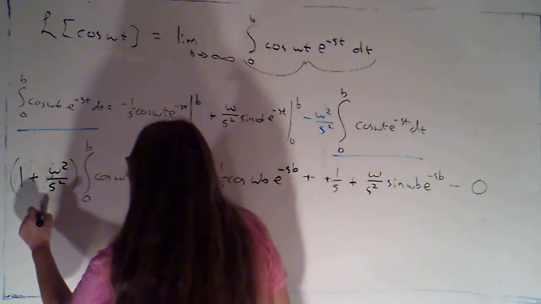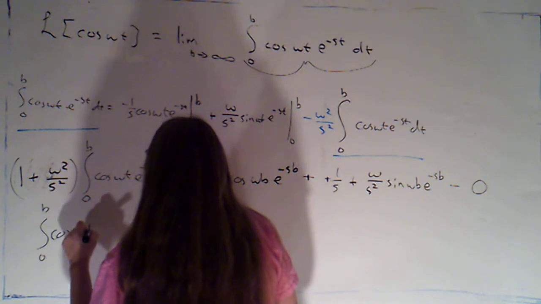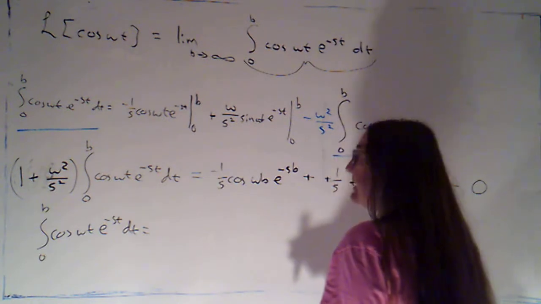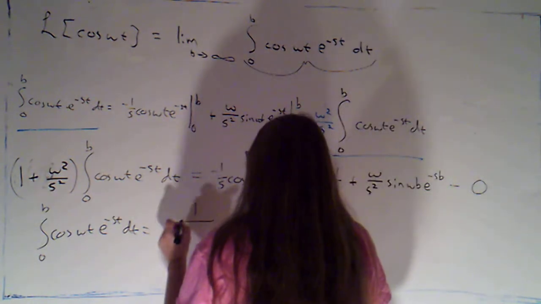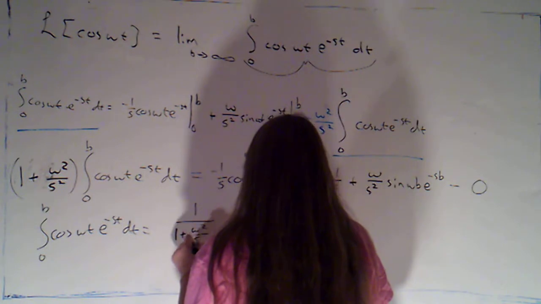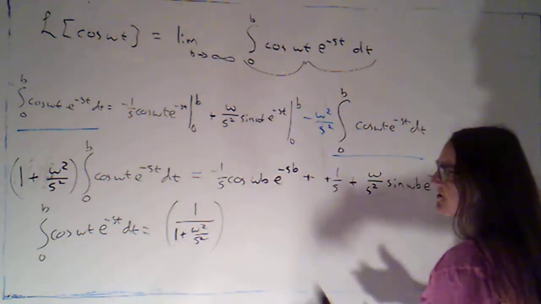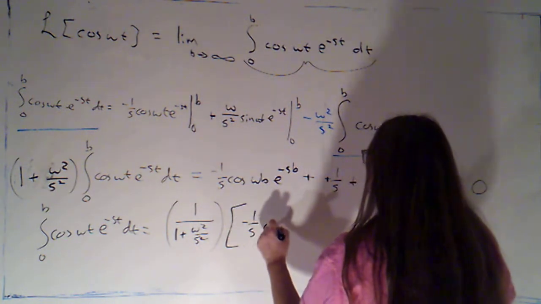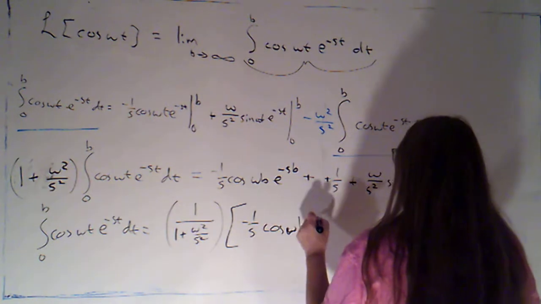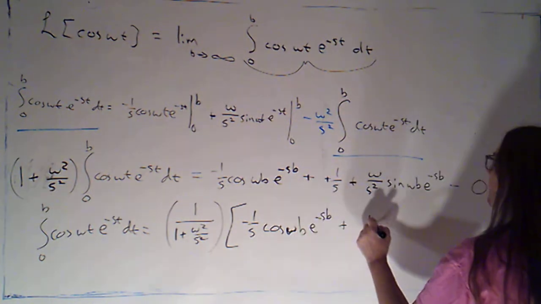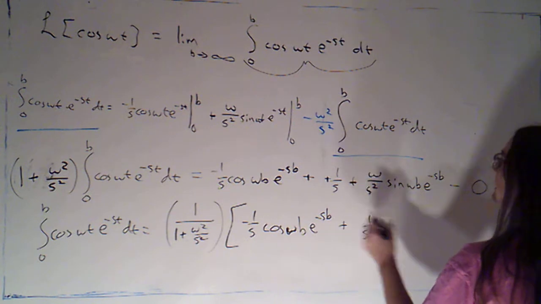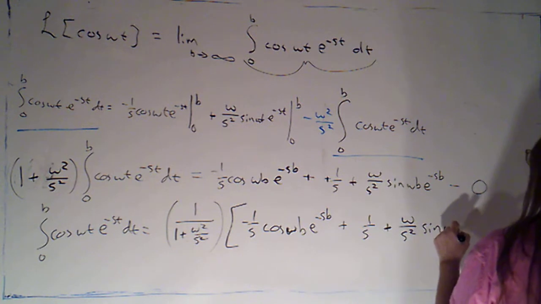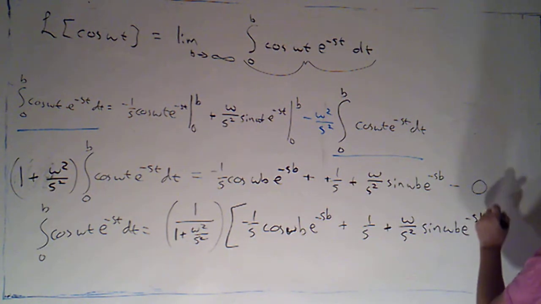The integral from 0 to b of cosine omega t times e to the negative st dt is 1 over 1 plus omega squared over s squared, I'll probably want to simplify that eventually, and I will, times negative 1 over s cosine omega b times e to the negative sb plus 1 over s plus omega over s squared sine omega b times e to the negative sb.